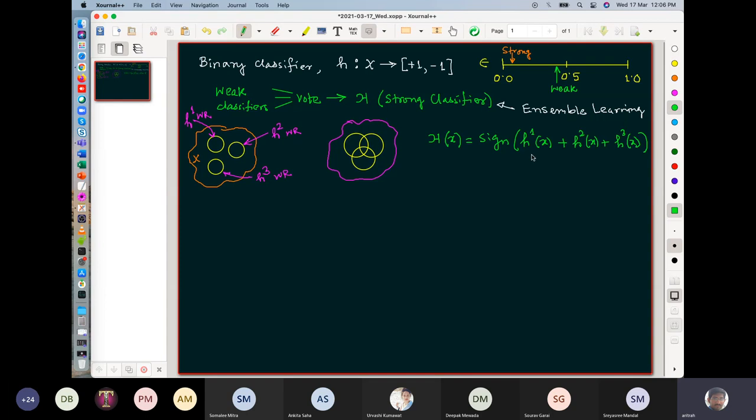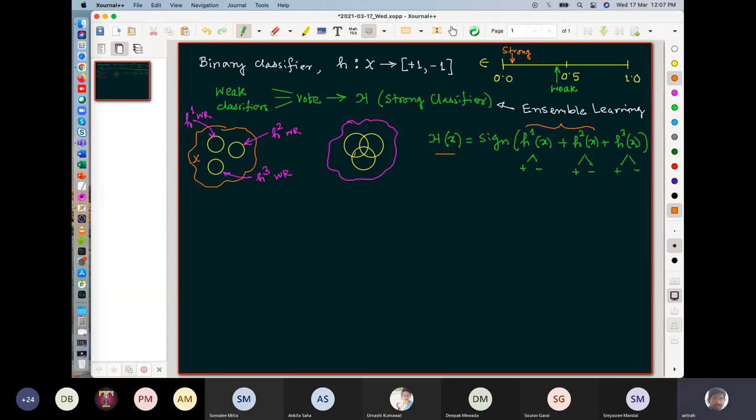What does it mean? Since each of them can take a plus or a minus, this means that if two of them agree, the output will be with respect to any two of them that agree. Because if two of them are plus, even if one of them doesn't agree, my sign will be plus. That's it, because it's plus one or minus one.